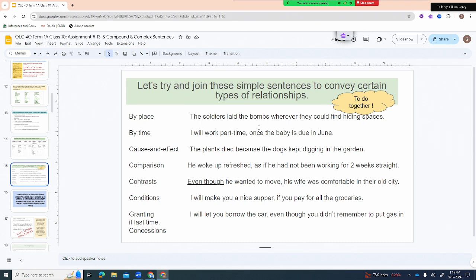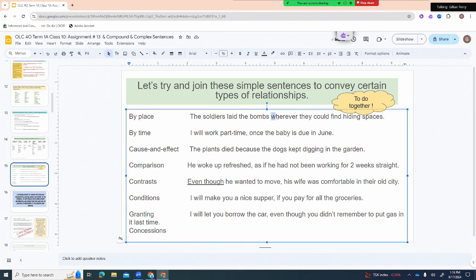Originally this was two simple sentences that we tried to join, and we tried to think of where we would join them. Here we've joined them by place, and you can see in the middle, wherever is how we're connecting them. The soldiers laid the bomb, that could stand on its own. Wherever they could find hiding spots, that's connecting the two sentences by the concept of place.